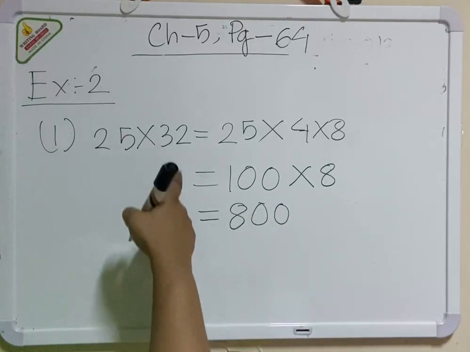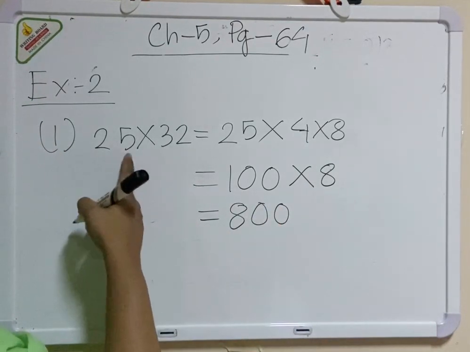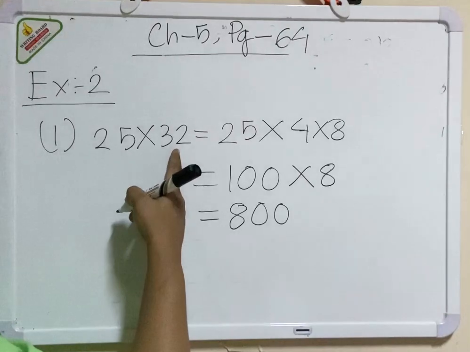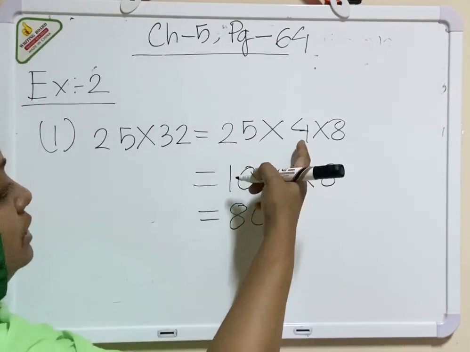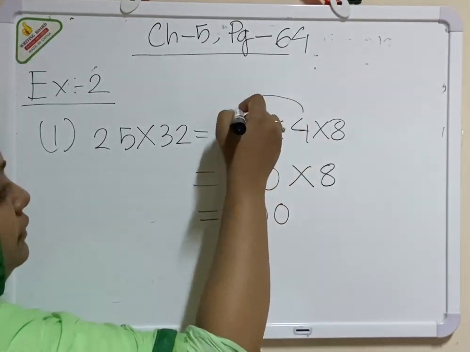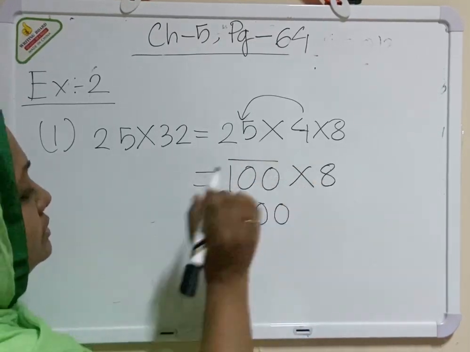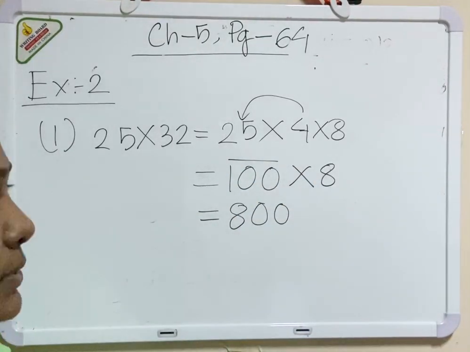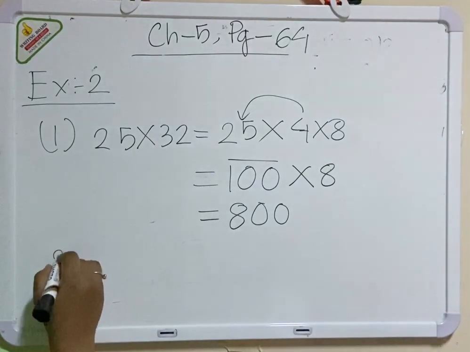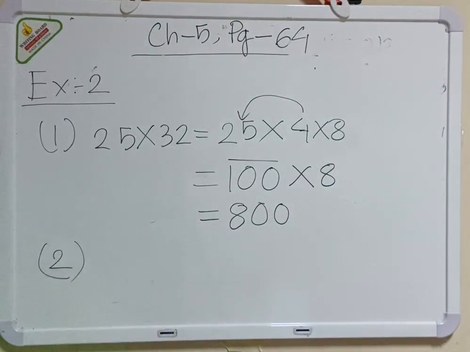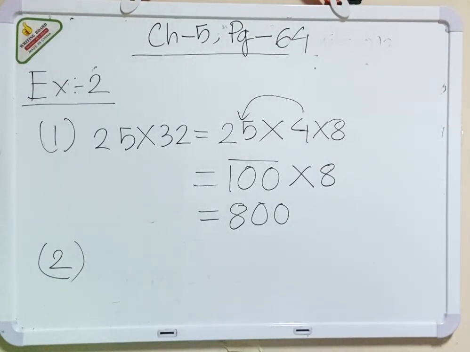That means if you split the 32 into 4 into 8, you can multiply the 4 with 25 and find 100, and then any number can be multiplied easily. That is called the calculation method, or internationally it is also called the memorization method.